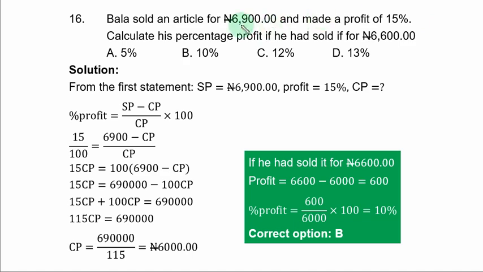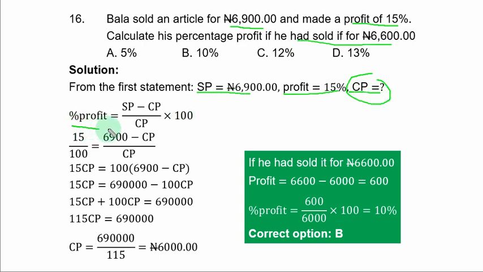Question 16. Bala sold an article for 6,900 naira and made a profit of 15%. Calculate his percentage profit if he had sold it for 6,600 naira. So from the first statement, you need to get the cost price before you can calculate percentage profit on the new selling price. So selling price is 6,900, the profit made 15%, cost price is unknown.